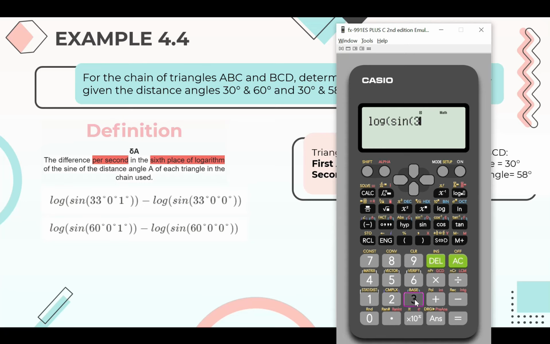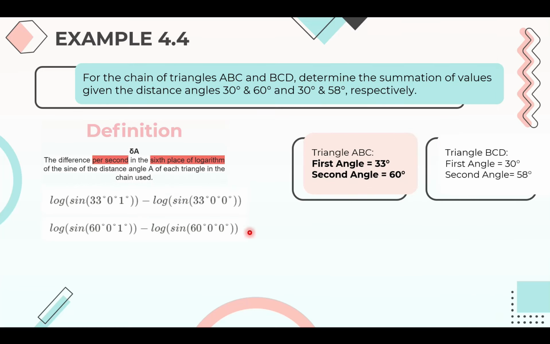So, log sine 33 degrees, 0 minutes, 1 second, 2 parentheses. Okay, let's be really careful with this. We need 2 parentheses on it. Minus log sine 33 degrees, 0 minutes, 0 seconds, 2 parentheses is equal to 3.242. Okay, 3.242 daw guys, times 10 to the negative 6. So, do we have to write 0.0000003.242? No, because it says this is the difference per second in the 6th place. So, if that's times 10 to the negative 6, we will literally put 3.242 here.